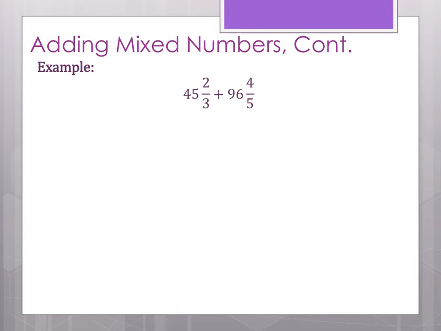Here's another example with adding fractions. We're going to follow the same method that we used last time, but we'll see at the end there's an extra step that sometimes comes when we're adding mixed numbers. So we'll start by setting this up vertically. 45 2/3 plus 96 4/5.